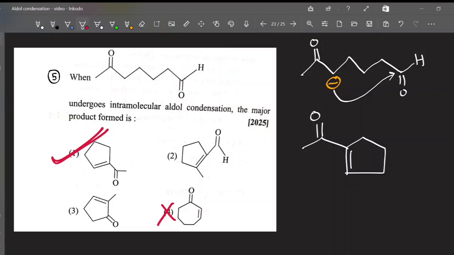Such a beautiful reaction, aldol condensation, and I have included intramolecular aldol condensation also in this video. Hope you understood each and everything.